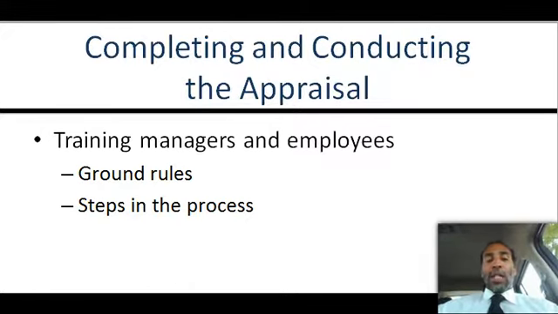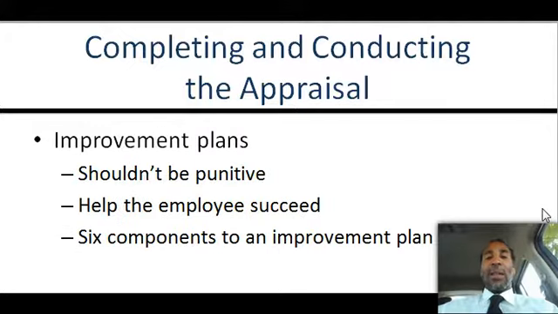And number 6, schedule a time and date with the employee, right? So you want to make sure that you're scheduling that appropriately. Give people ample time to talk. Don't rush them through it. That's never ever a good thing. So improvement plans, they shouldn't be punitive. They're not meant to punish. Help employees succeed, and they have 6 components in an improvement plan.